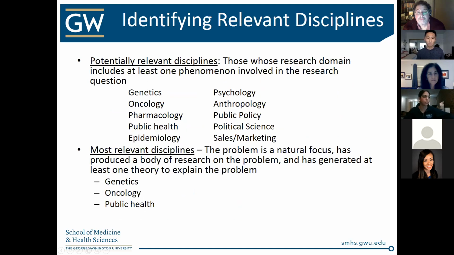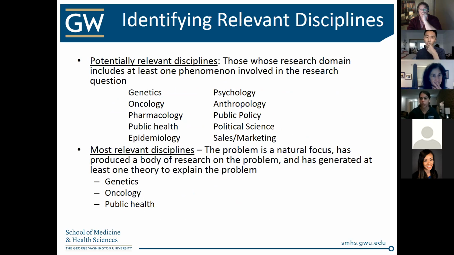So there are a lot of stakeholders involved in the issue. Some of them are obvious: genetics, oncology, epidemiology. I think psychology plays a role because the way that you think obviously is going to impact whether or not you decide to pursue testing. I put anthropology on my list because I think that culture plays a huge role in our decision making.